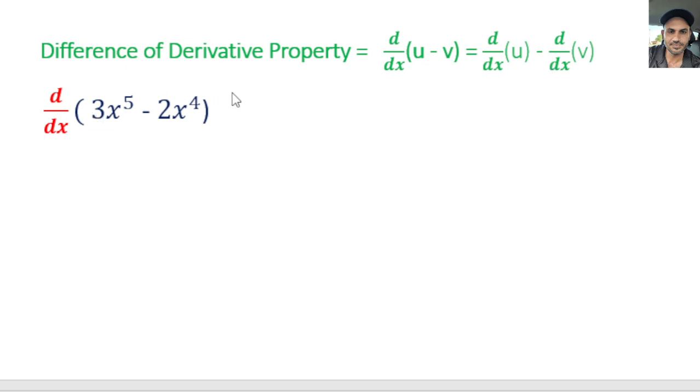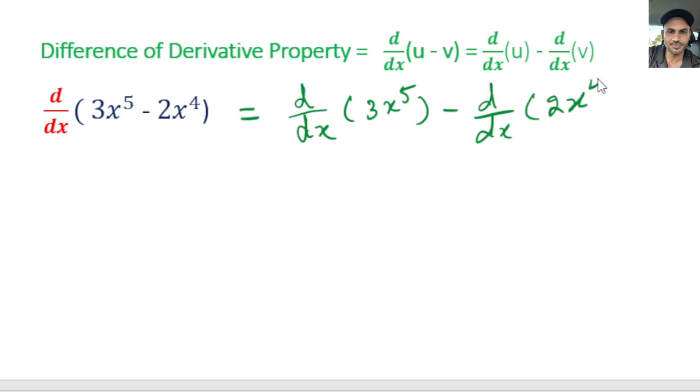So here, I'm going to write the derivative of 3x to the 5 minus 2x to the fourth as d over dx of 3x to the 5 minus d over dx of 2x to the 4. Okay, so I separated these two terms and took the derivative of each term independently and then took the difference. That's what this expression represents. So let's go ahead and simplify this.